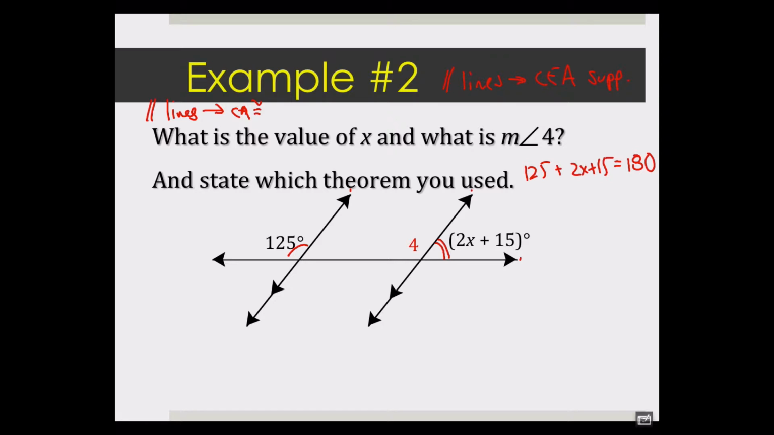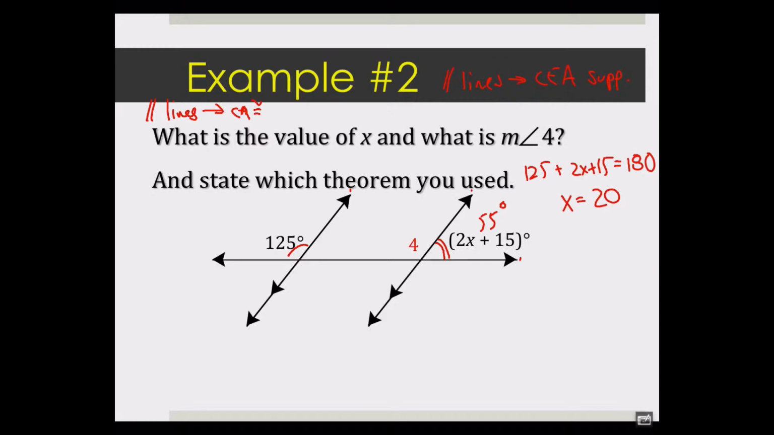Okay, good. So we identified the pairs of angles, we wrote an equation, we solved for x. X is 20, okay? Now what? Well, we already did angle 4. It wants to know the value of x and the measure of angle 4. We already found angle 4, but let's check. So you would plug in x into 2x plus 15. I'd get 55. So that would be the measure of that angle.